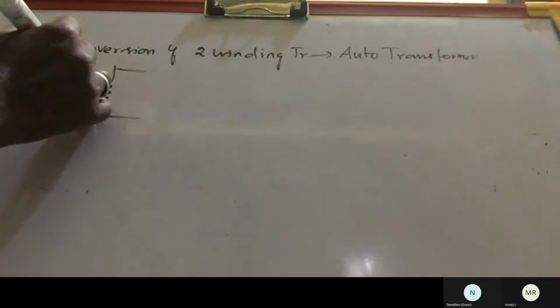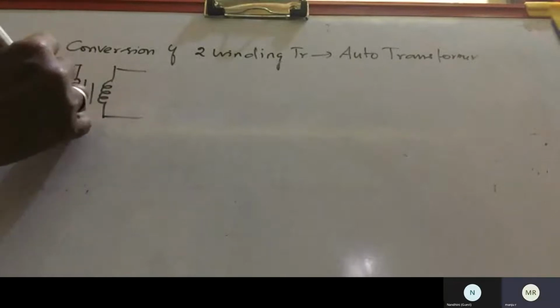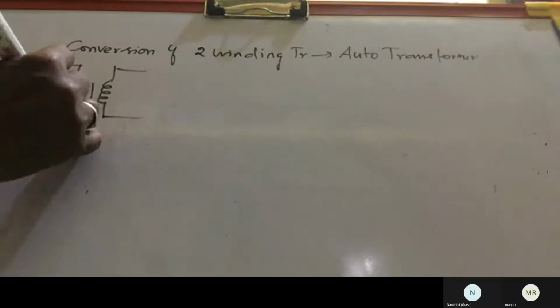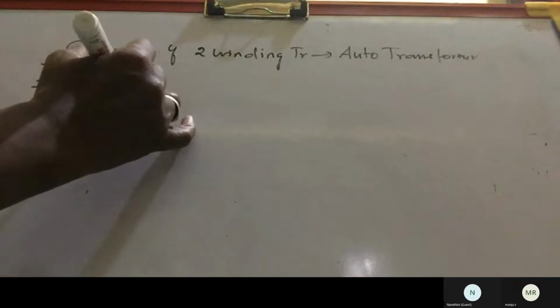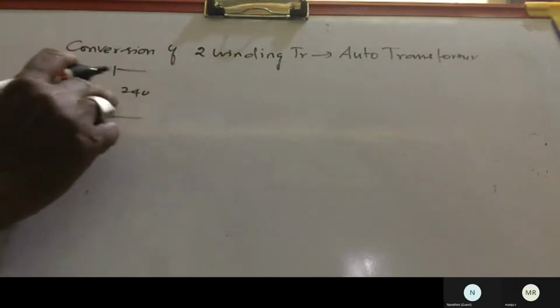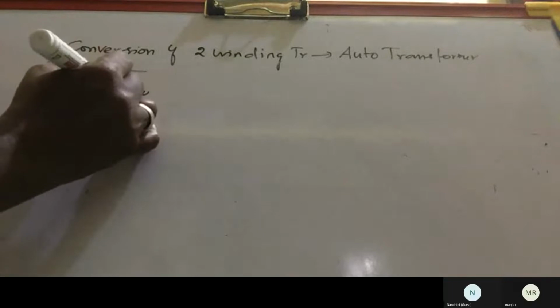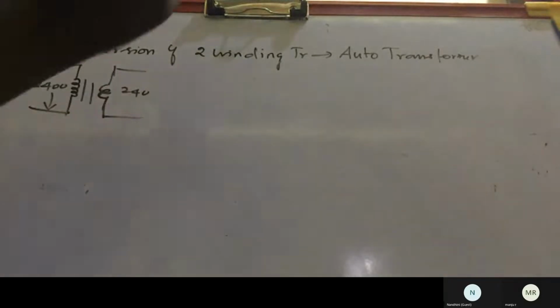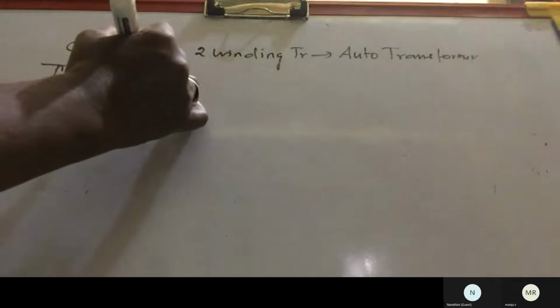So a normal two winding transformer we will take. In the primary winding the voltage will be 2400 and the secondary 240. So that is a step down transformer. So the number of turns in the secondary will be less. Okay.